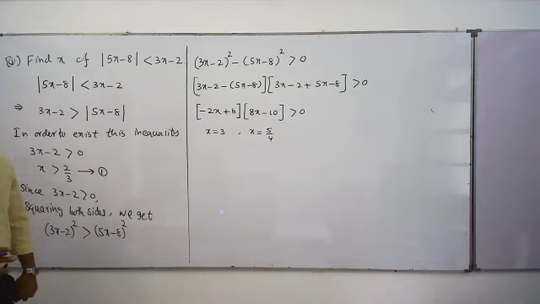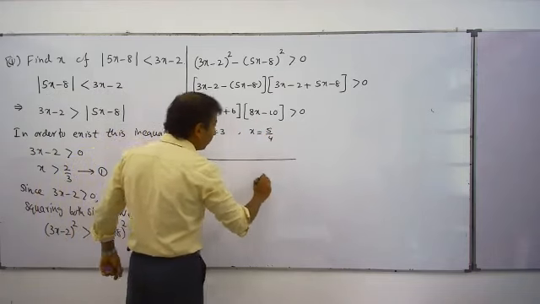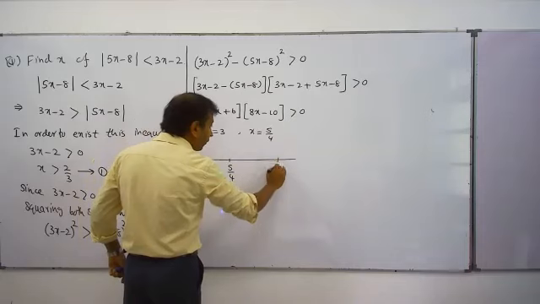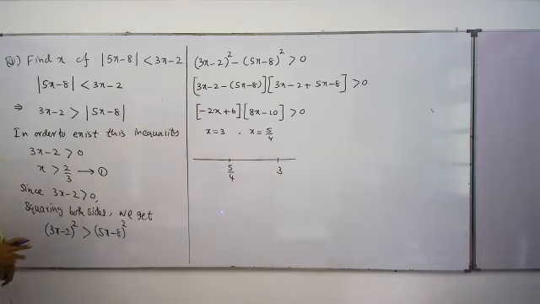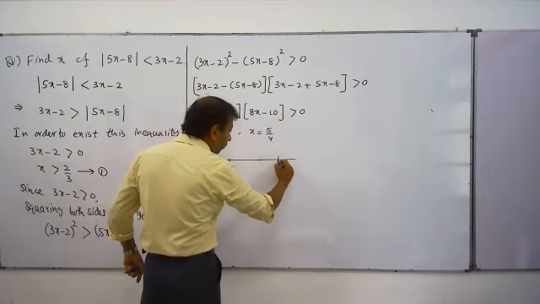Okay. Then we'll mark them on the number line. 5 by 4 is 1 point something now. On the number line, 5 by 4 here, 3 here. Here we don't have an equal sign, so both we have to exclude.